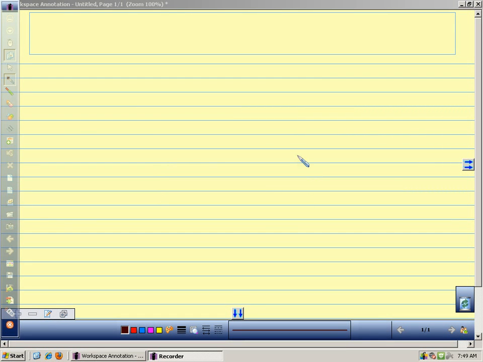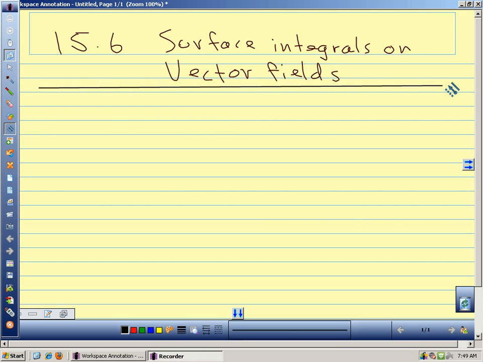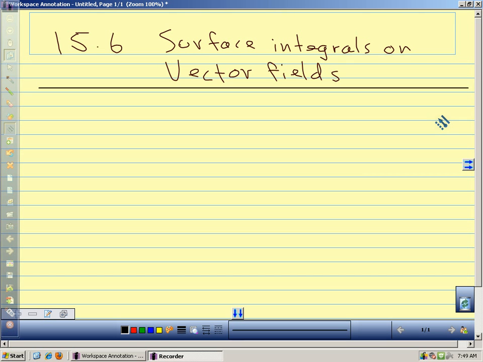All right, so we're in part 2 of 15.6. So we're going to do surface integrals on vector fields. Yesterday we talked about surface integrals on scalar fields. So we're multiplying the scalar function by the small element of area, summing that over our surface. Today we're going to integrate the normal component of a vector field over our surface.